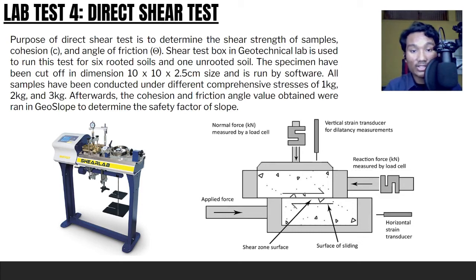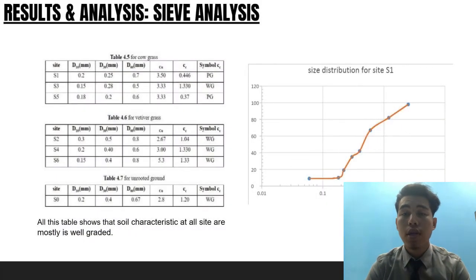Afterwards, the cohesion and friction angle values can be obtained from the graph and were run in GeoSlope software to determine the safety factor. So, this is the result that we obtained from the analysis test. We did 7 sites in this experiment. The first site is for cow grass, the second site is for vetiver grass, and the last site is unrooted. From all these experiments, we can conclude that the soil characteristics at all sites are mostly well graded.